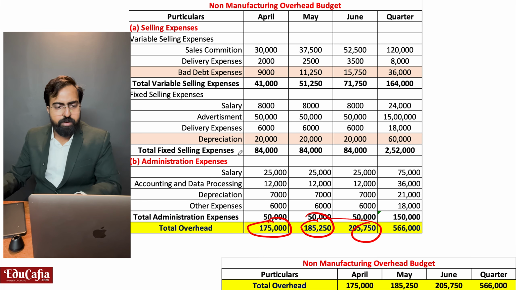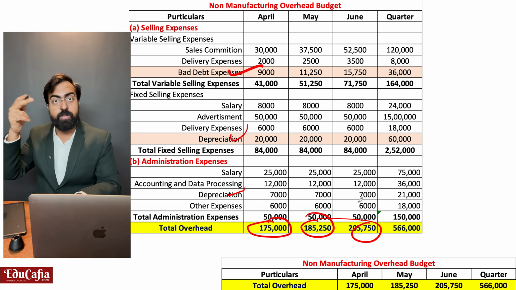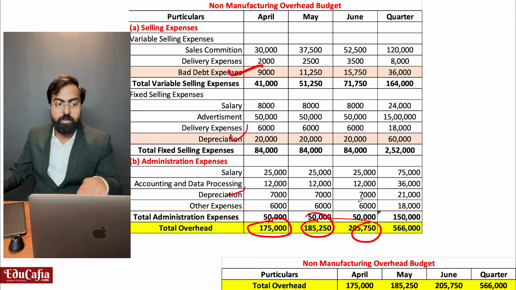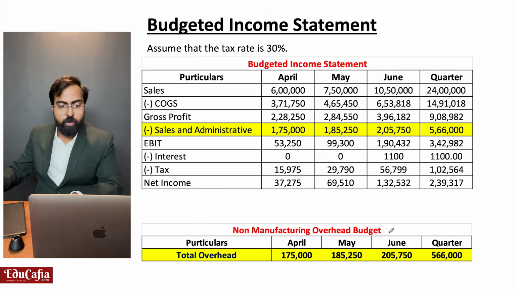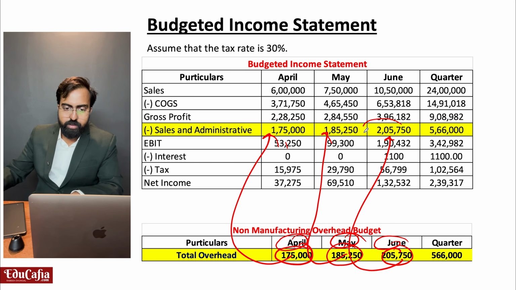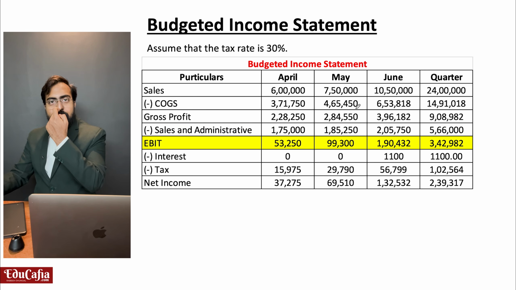Here, do we have to deduct depreciation and bad debt? No, that is in the cash flow. This is accrual based. In accrual based, we need to have these expenses, right? So this total amount we have to take. So this much non-manufacturing overhead in April, this much in May, and this much in June. So that also we got. Very easy.